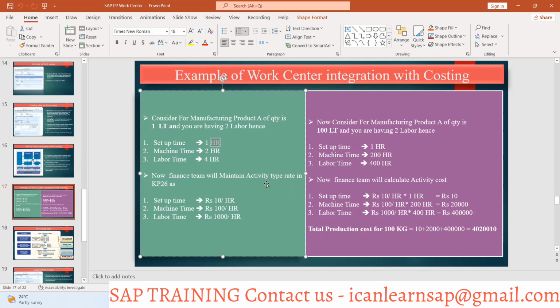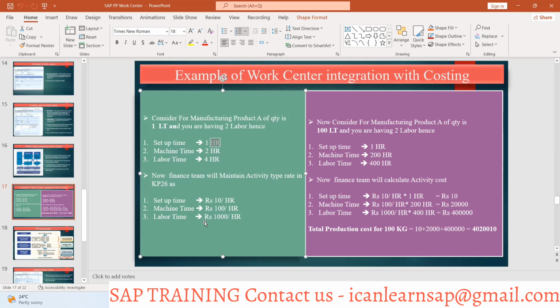Now, the rate is updated in KP26. I recall this, finance will update the rate. For setup time, they are giving 10 rupees per hour. So setup is very simple. Hand operated machines will be there, some squeezing machine or blending machine, which can be operated by any Tom, Dick, Harry. So rate is only 10 rupees per hour. For the machine time, a very simple machine is there, so there is no cost involved. So 100 rupees per hour is the rate of the machine time.